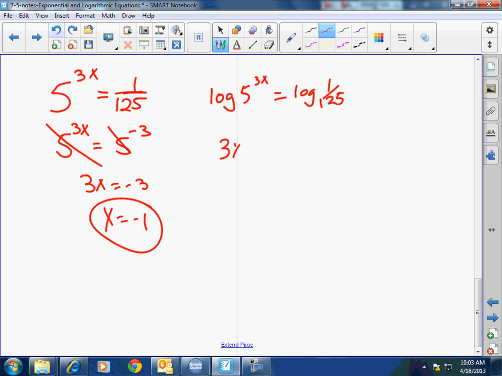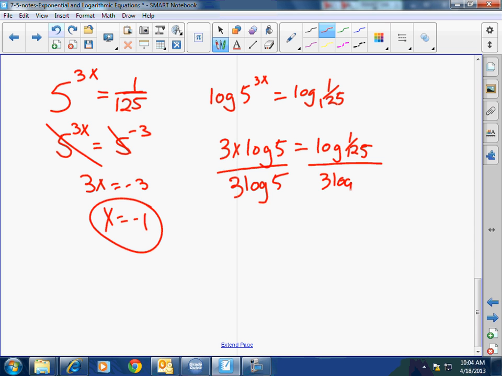And this is going to be 3x log of 5 equals log of 1 over 125. So you divide by 3 log of 5. Let's see if this works. When you guys plugged it in, do I get negative 1? So that's the beauty. If you know how to do the change of base, yes, it's going to be a lot quicker. But in a pinch, if you don't see the base, so what? Do it the log method. Does that make sense, boys?